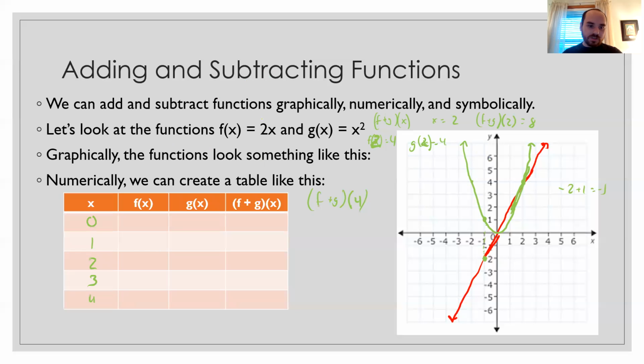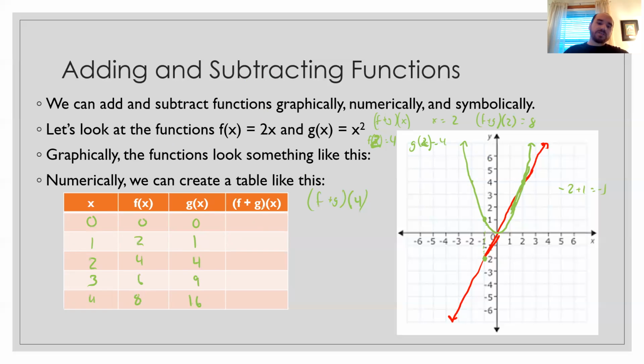So f of x is just 2x, so we're going to double whatever x is. So we get 0, we get 2, we get 4, we get 6, and we get 8. G of x is equal to x squared, so we can just fill that in. 0, 1 squared is 1, 2 squared is 4, 3 squared is 9, and 4 squared is 16.